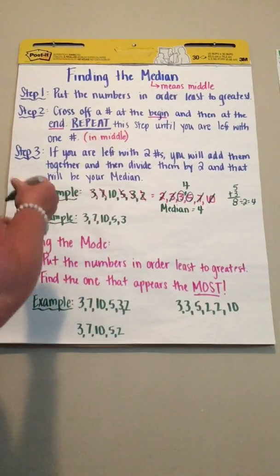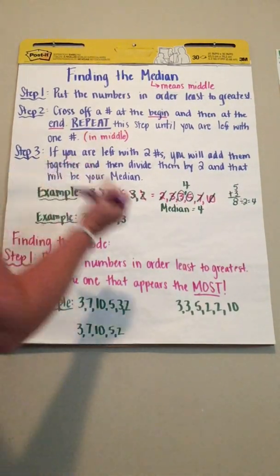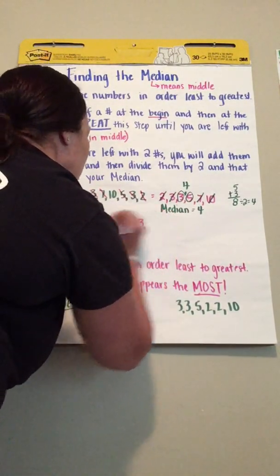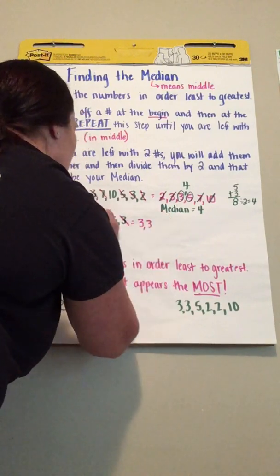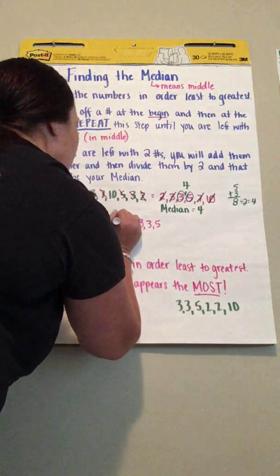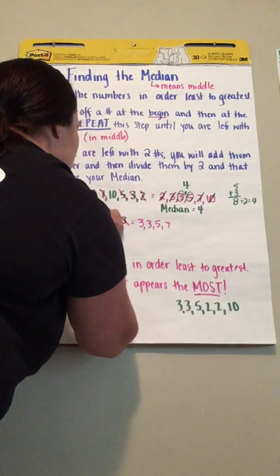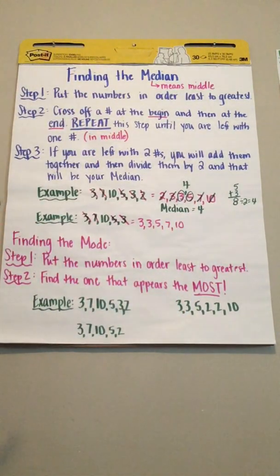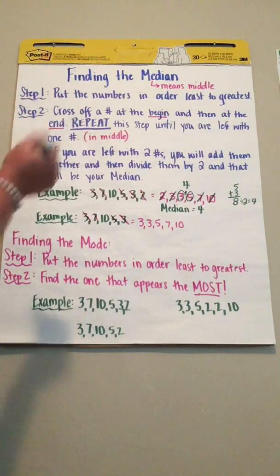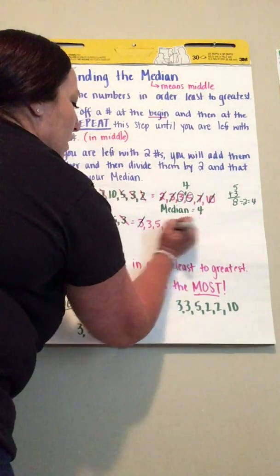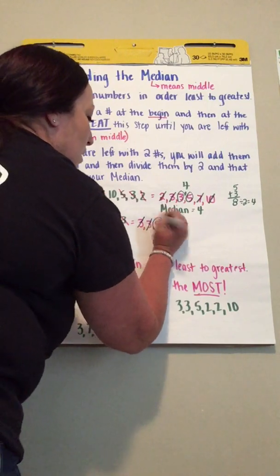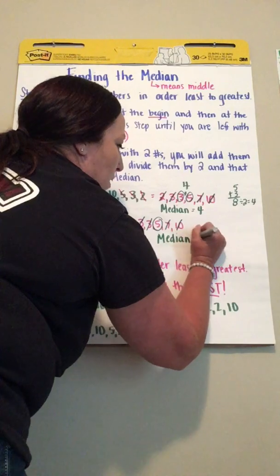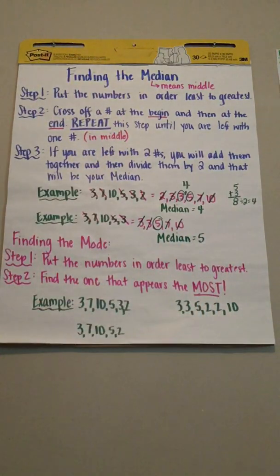All right, so then this one, again, same process. Step number one, I'm going to put them in order from least to greatest. So I have 3, 5, 7, and 10. And then I just follow step number 2, where it tells me to cross off one at the beginning, one at the end, one at the beginning, one at the end. That is my median, because it's the number in the middle. So my median for this set is 5.